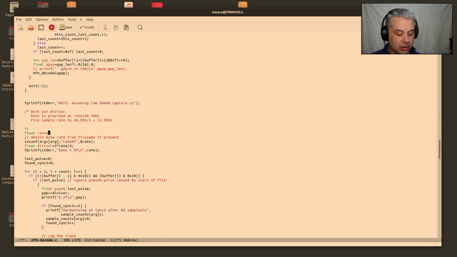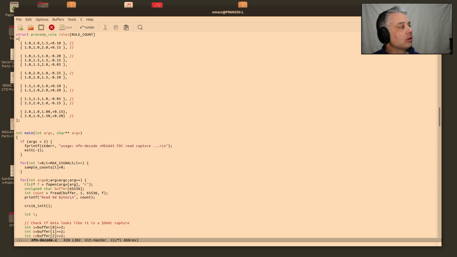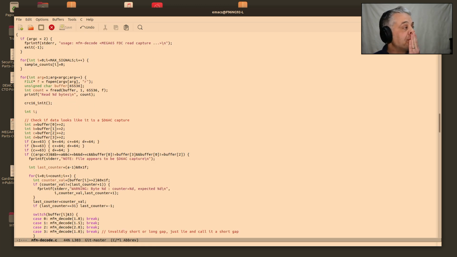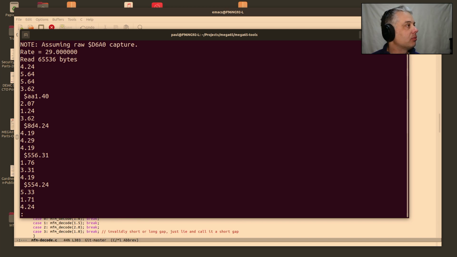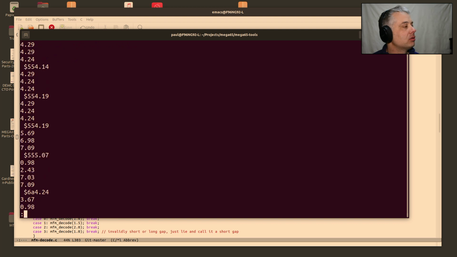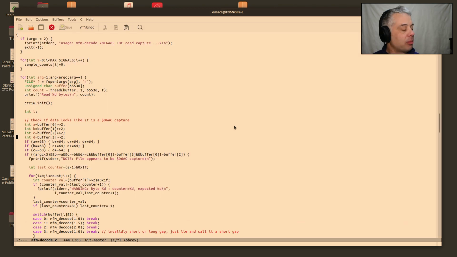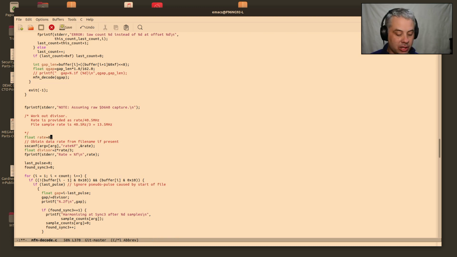So we need to set the default rate. So ignore the fluff about, hang on, so we're using the other file format. Actually, what did it say about all of that? This is really a hacky tool that I've made, right? So assuming a D6A0 capture, which it probably is, that 29 does need to get changed.